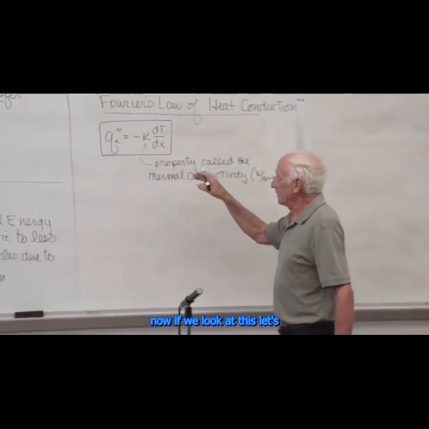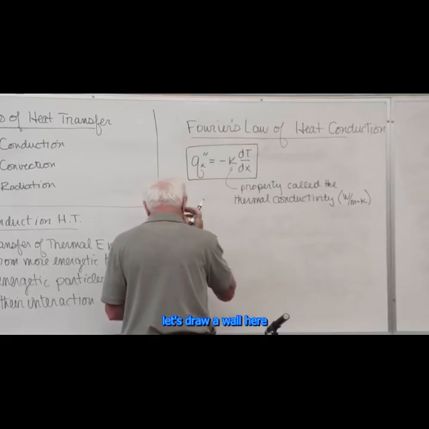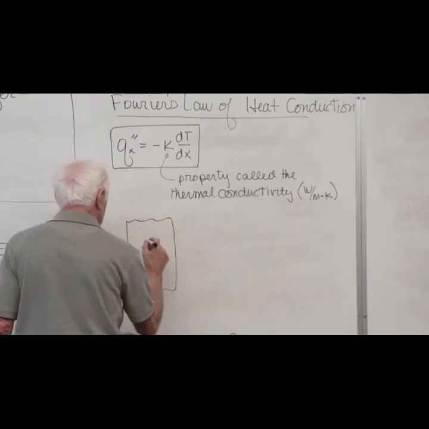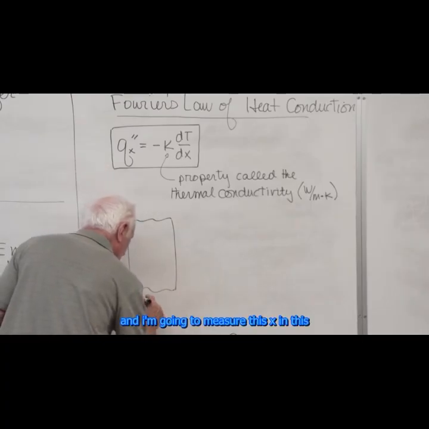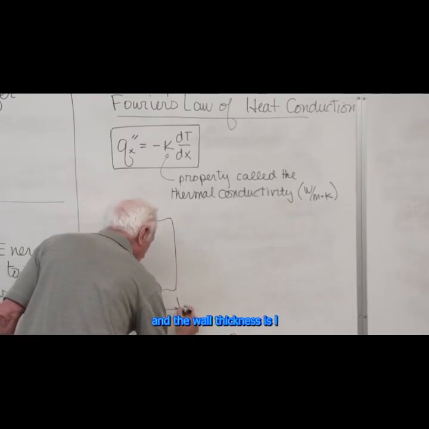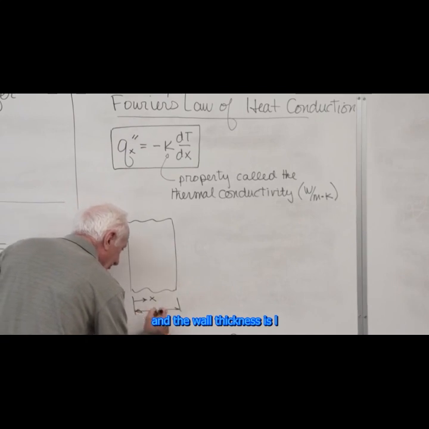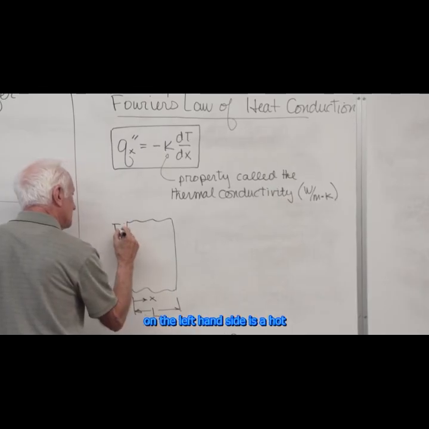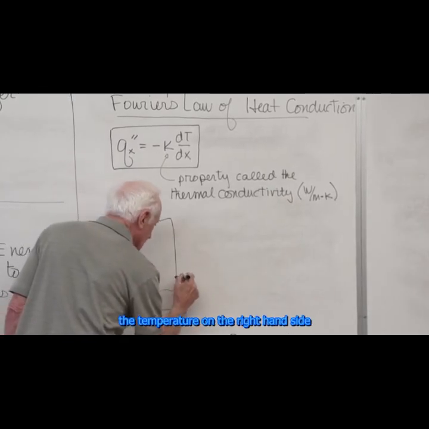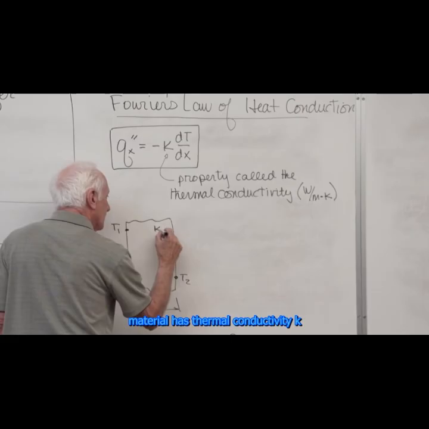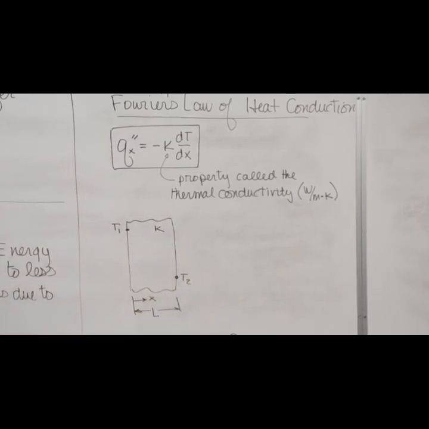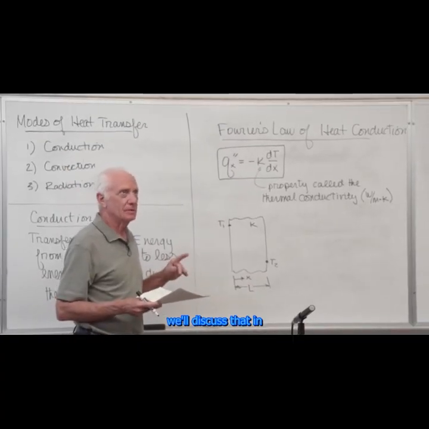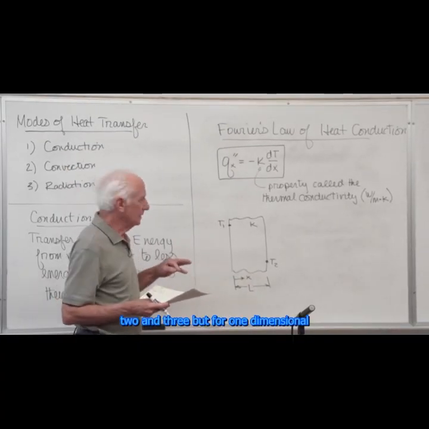Now, if we look at this, let's draw a wall here. I'm going to measure x in this direction, and the wall thickness is L. I'm going to assume the temperature on the left-hand side is a hot temperature, T1. The temperature on the right-hand side is a cold temperature, T2. The material has thermal conductivity, K. This is one-dimensional heat conduction. We'll discuss that in chapters 2 and 3.